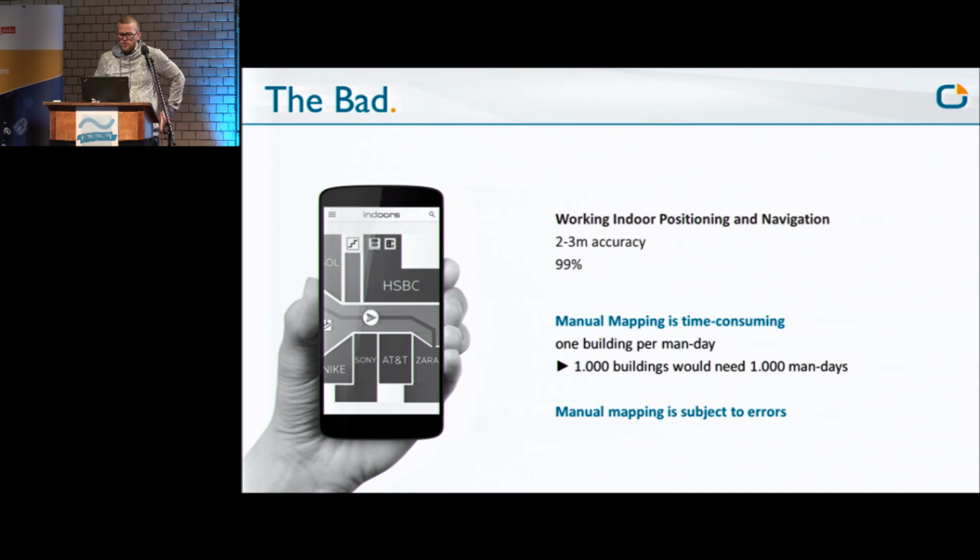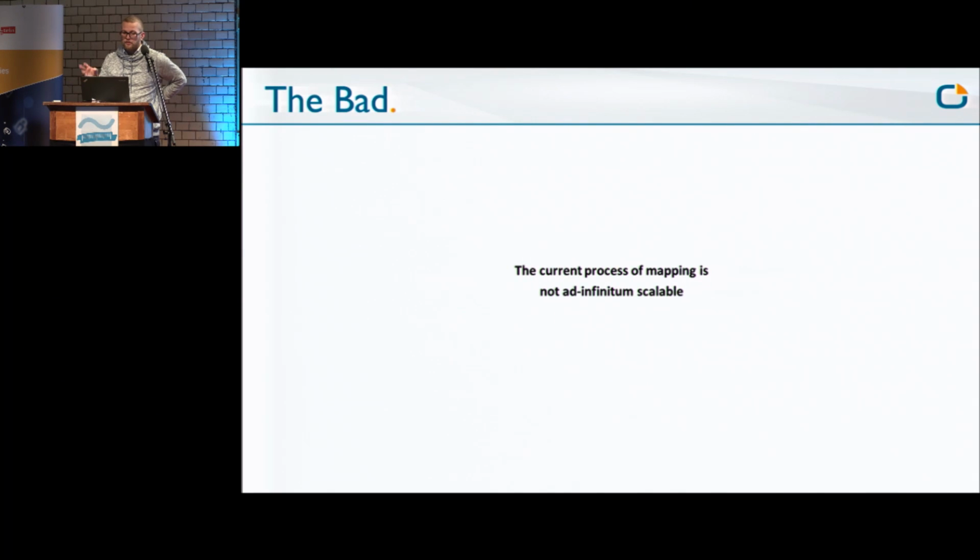What is the bad thing is the manual mapping time. You can set up one building in, let's say, a day, which is normally not a day, more normally 10 days. And then you think about 1,000 buildings. This gets quite expensive to set up. So the current process is not infinitely scalable. It is what it is.